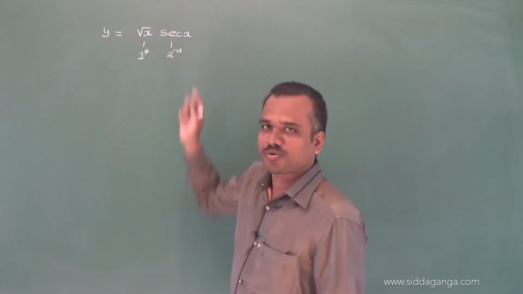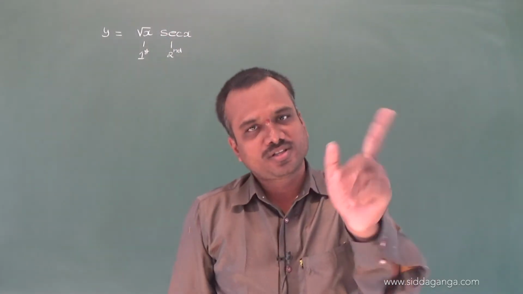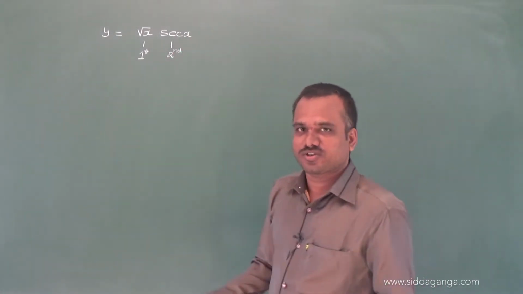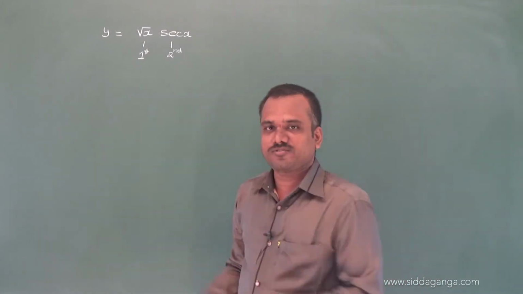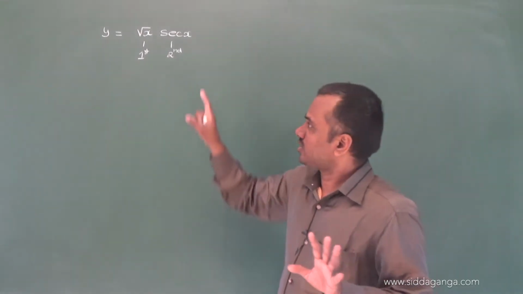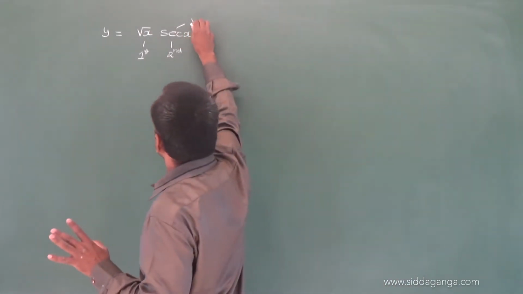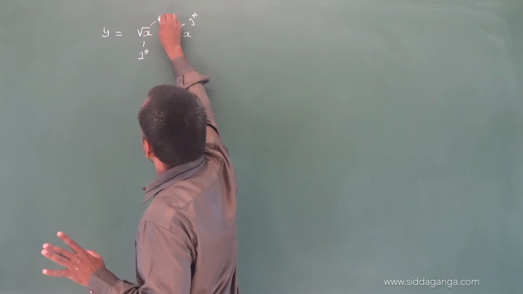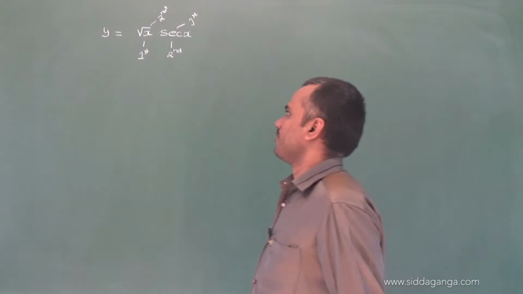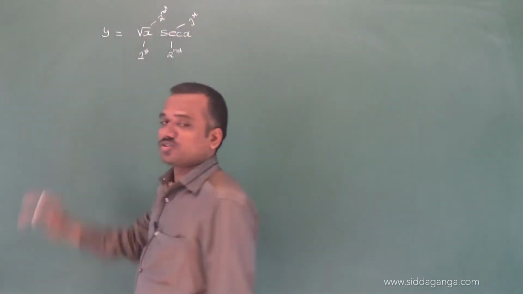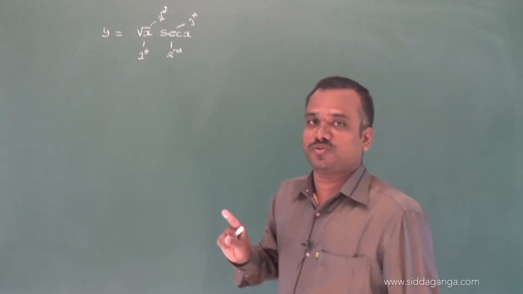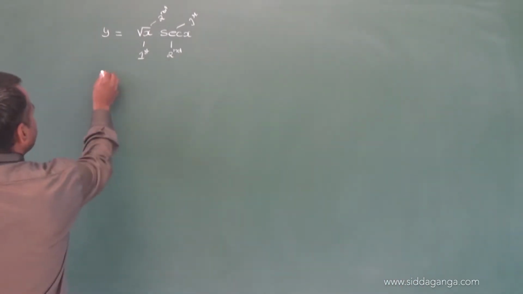If you want to interchange, no problem, because 2 into 3 is 6, 3 into 2 is also 6. If you want to write secant x as the first function and root x as the second function, no problem. No need to write it like this also. For your understanding, I write.